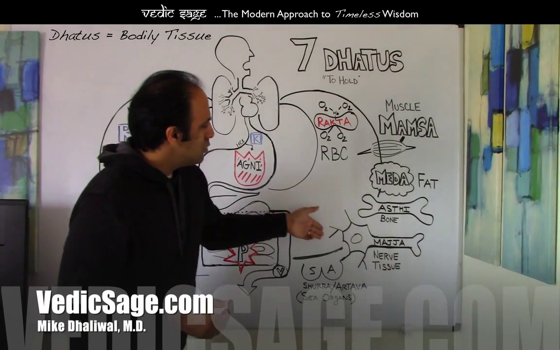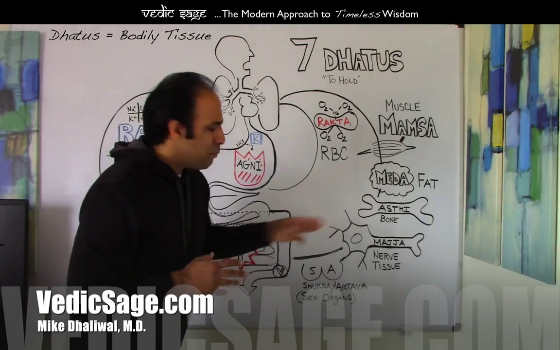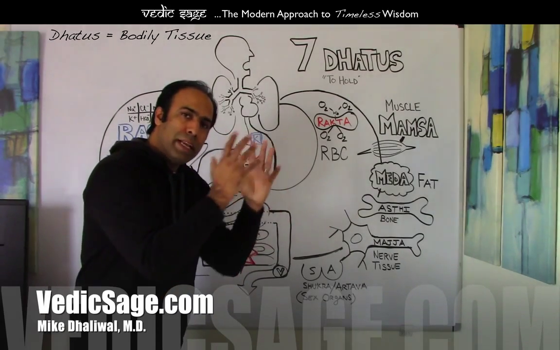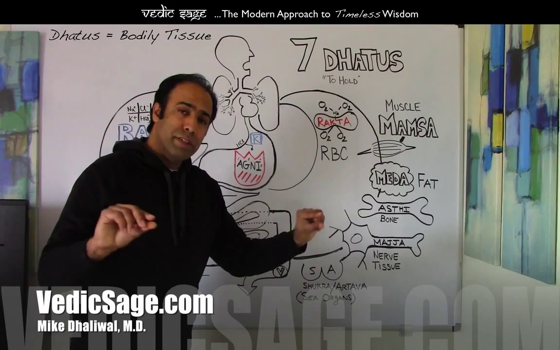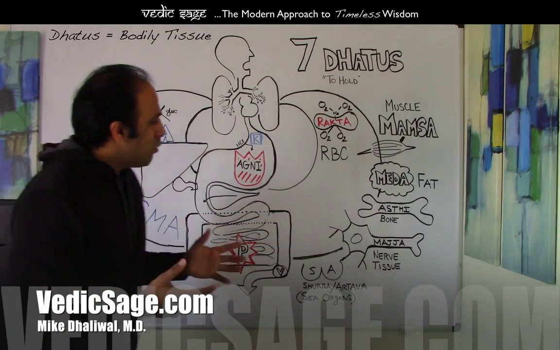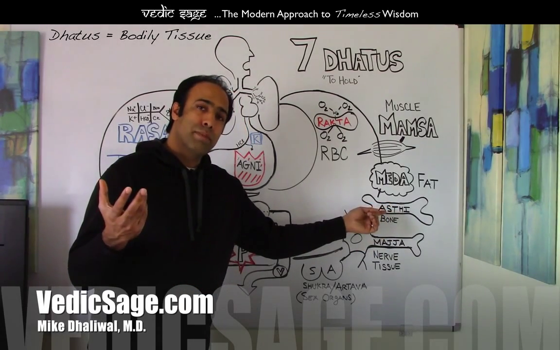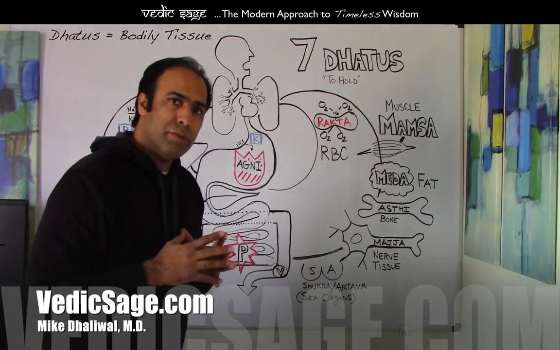The next major dhatu is majja dhatu, which is the nervous tissue and the bone marrow. So this can be the brain, the central nervous system, the brain and the spinal cord. It can be the peripheral nervous system, the spinal nerves that come off the spinal cord. Likewise, majja dhatu is also the bone marrow that's contained within certain types of bone. And that helps to produce the red blood cells.